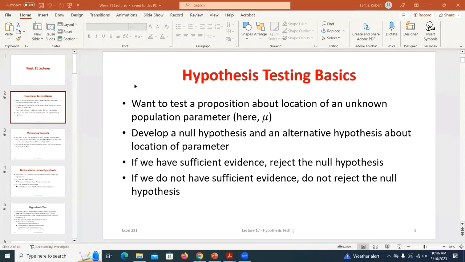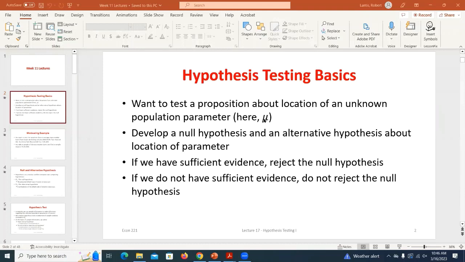So I'm going to be introducing the next topic, which is hypothesis testing. It's closely related to what we did with confidence intervals. But basically, we're going to have some unknown parameters. Here, we're going to start out with an example where we don't know the population mean. So we're then going to develop two things.